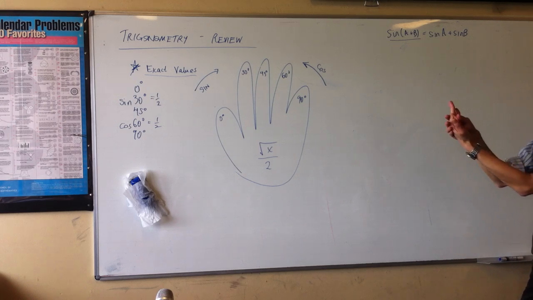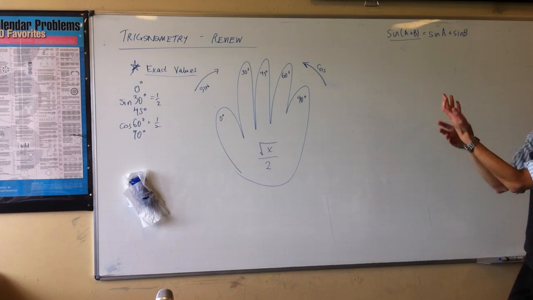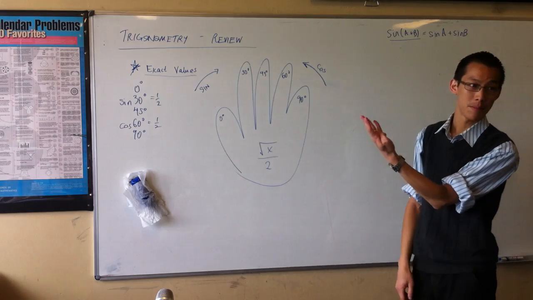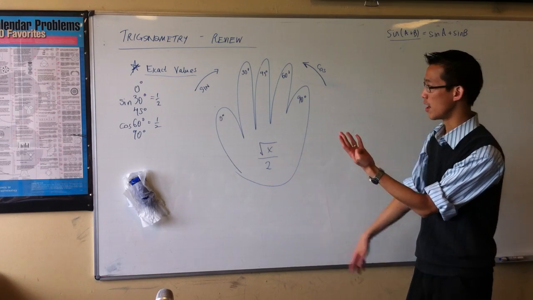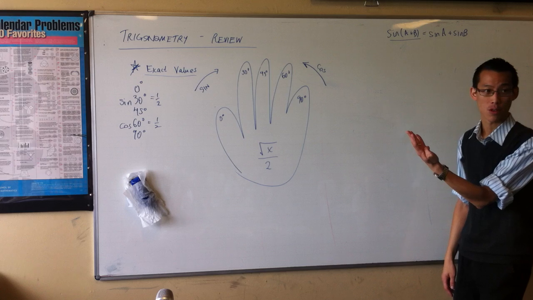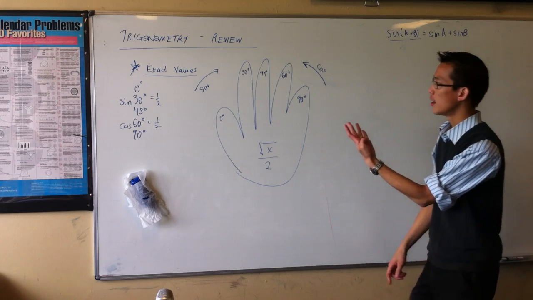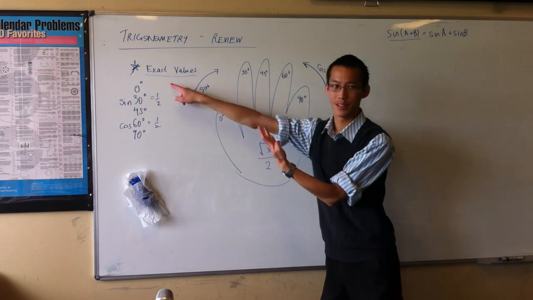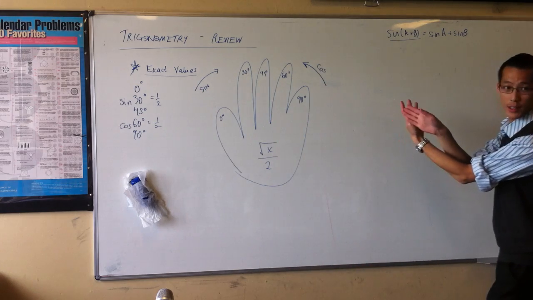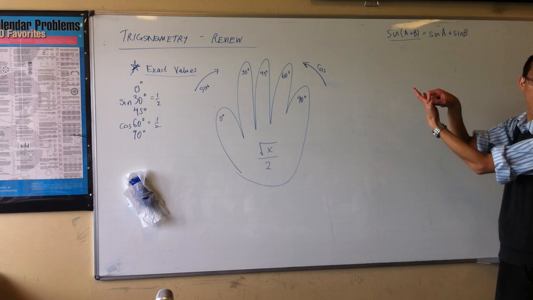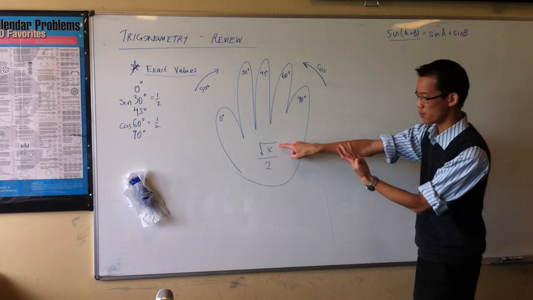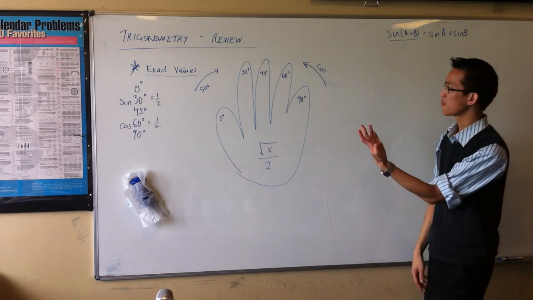Let me give you another one just to try. Let's do 0. This way is better because you can do this with 0 and 90, which you can't do with the triangles. I put down my thumb for 0. So what's sine of 0? Well, I have no fingers on the left of the finger I put down. So sine 0 is 0 on 2, which is 0.